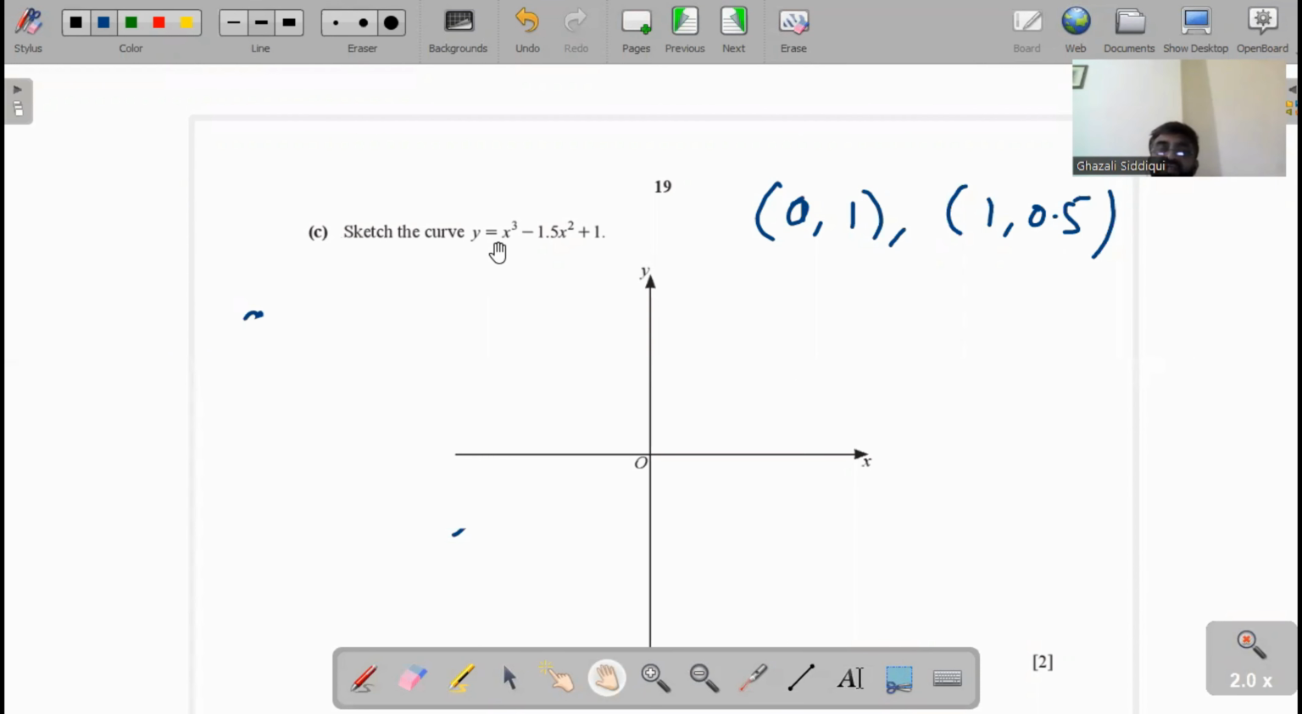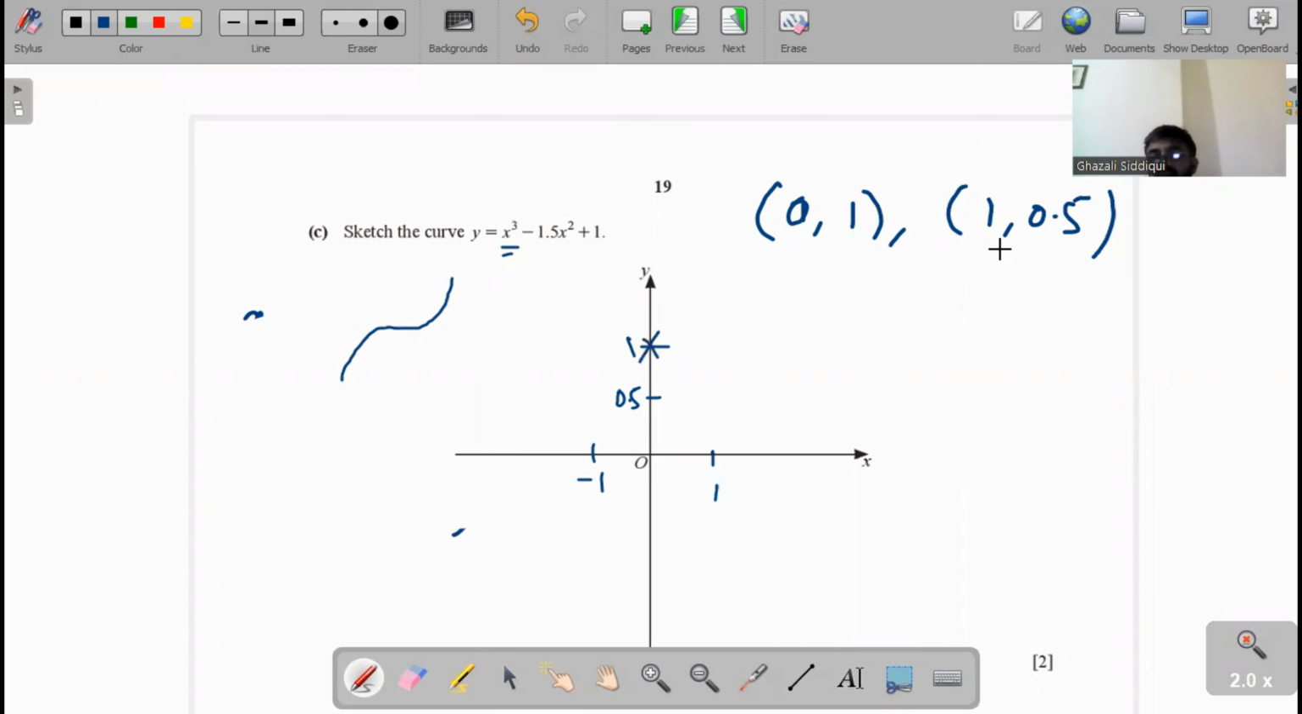In part C, sketch the curve y equal to x cubed minus 1.5x squared plus 1. Now these are the turning points of the curve. Here we mark this point. This is 1. And this point is 1 and this minus 1. Now the shape of the cubic graph is of this type. Now here the turning point is given as (0, 1).